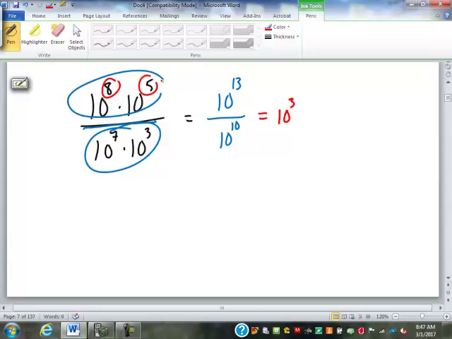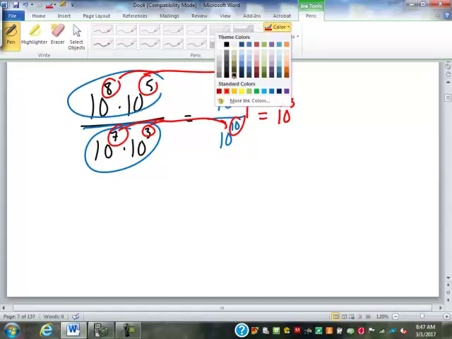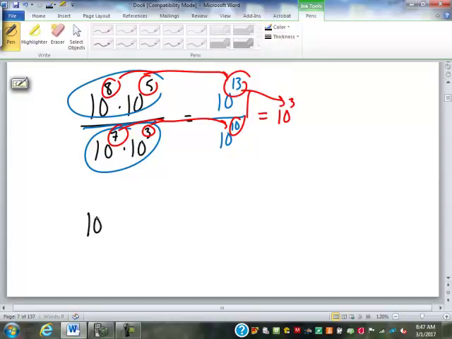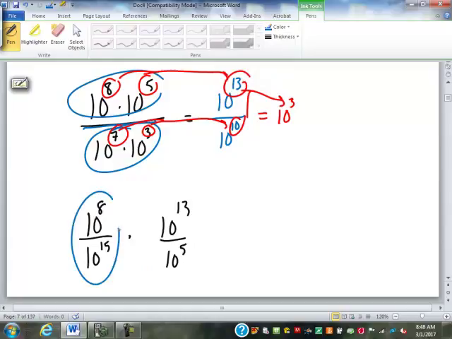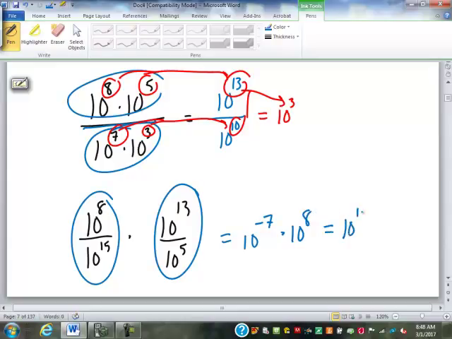So here I'm adding the powers. And here I'm subtracting the powers to get the 3. So what if I had something like this? This here is going to be what? 10 to the negative 7. And this is going to be 10 to the 8th. So yeah, negative 7 plus 8 is 1. So 10 to the 1 is just 10.